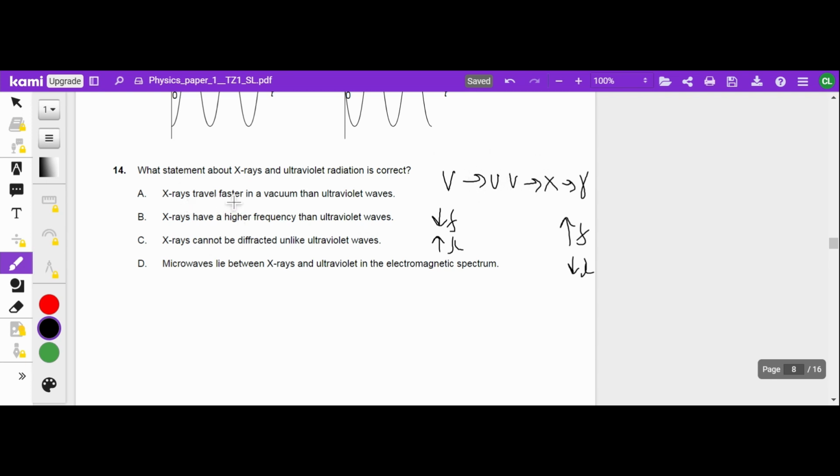X-rays travel faster in a vacuum than ultraviolets? No, because they're both electromagnetic waves. They travel the same. X-rays have a higher frequency than ultraviolet. That's true so far, so that's a potential. X-rays cannot be diffracted, unlike ultraviolet waves. Nope, because it's a light wave still, so it should be fine. Microwaves lie between X-rays and ultraviolets in the electromagnetic spectrum. Nope, microwaves are all the way over on the other side. So the answer is B.